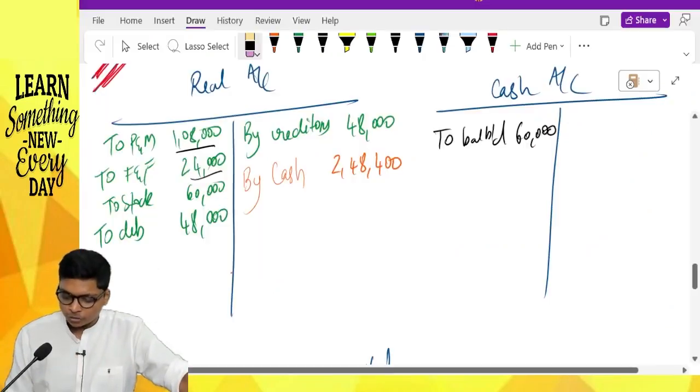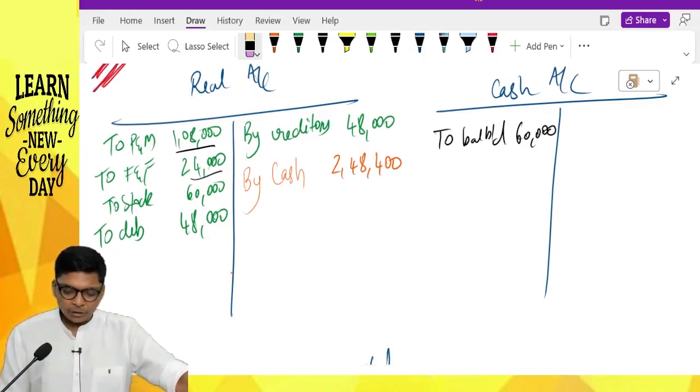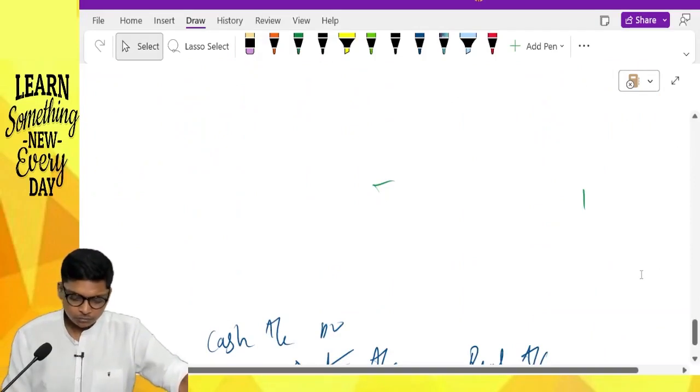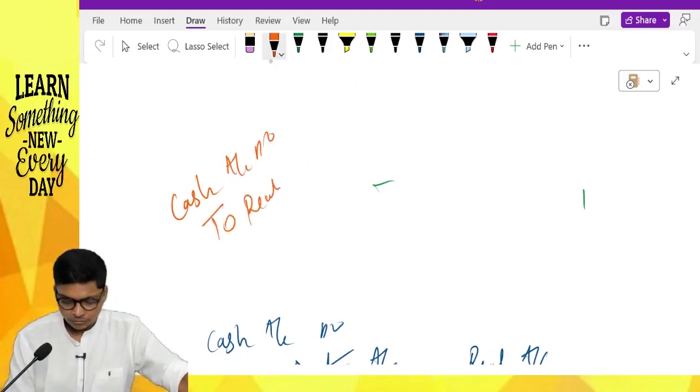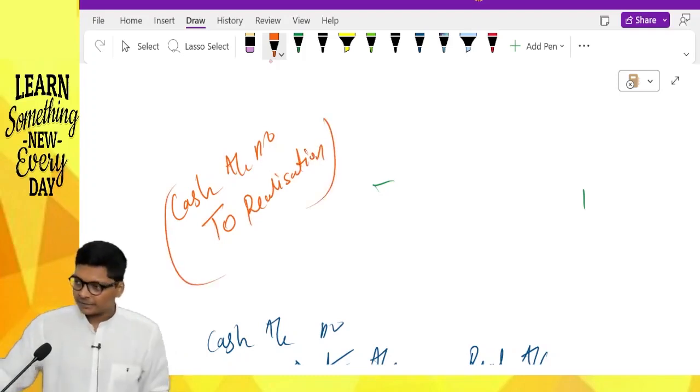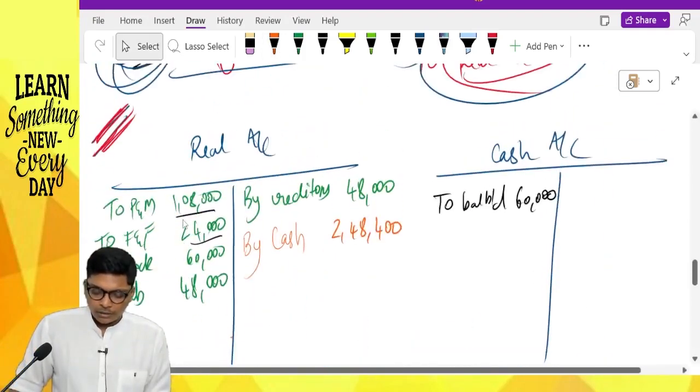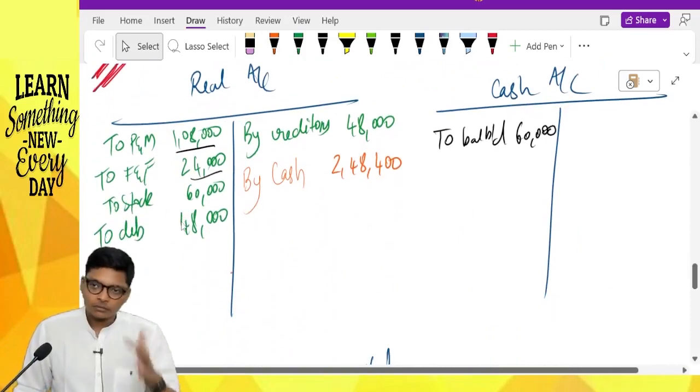Ledger is already closed, no? Here also by cash, yes. Because the entry you are passing is what? Because at that time each asset was sold separately. Cash account debit to realization. One combined entry, that's it. Able to follow, guys? Clear?